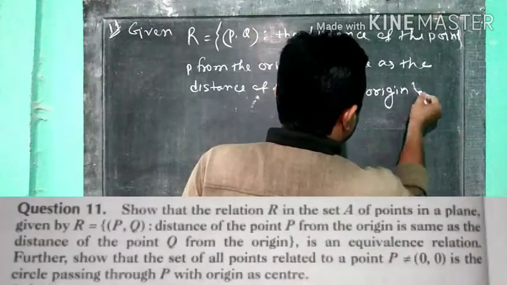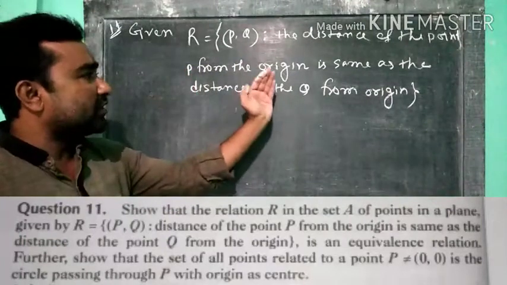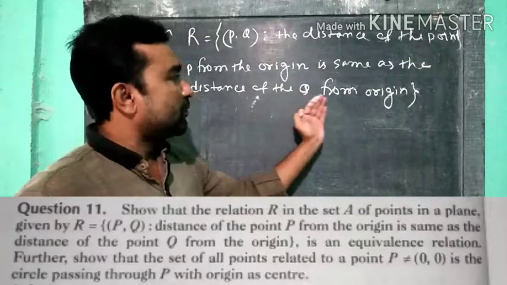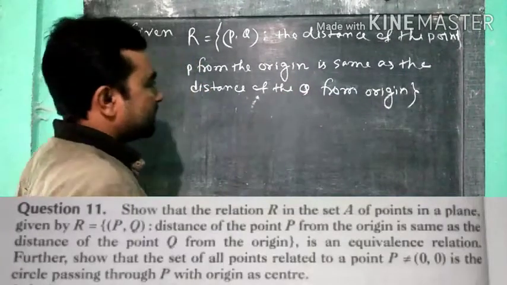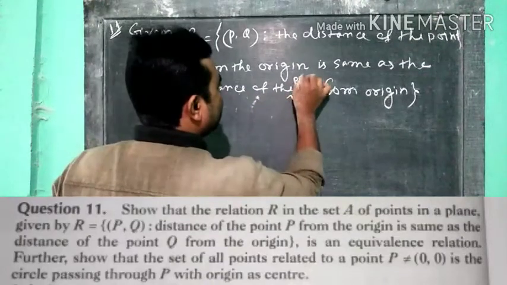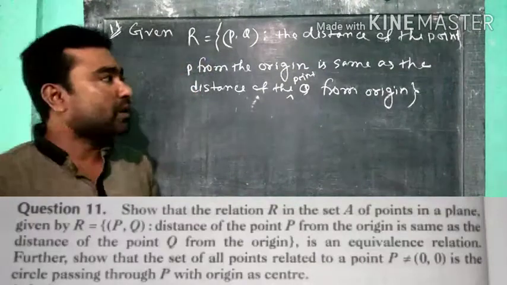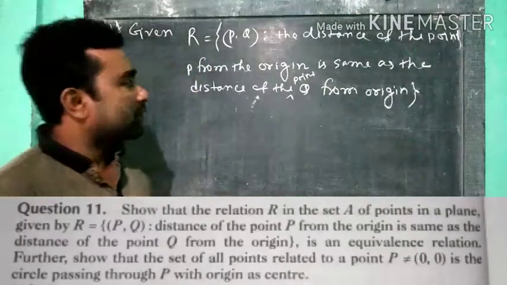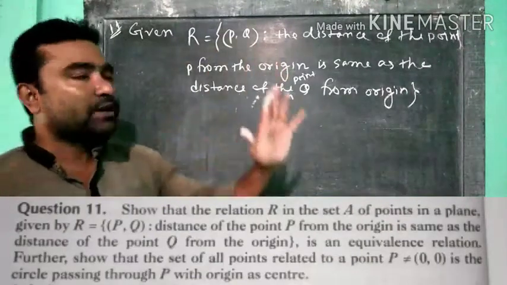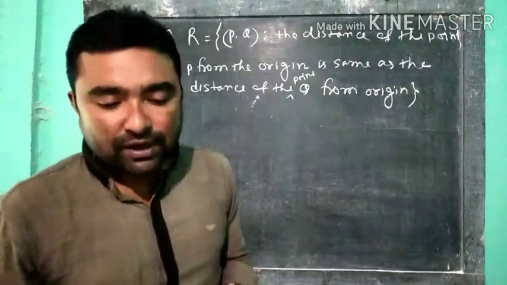Now, what is given here? The distance of the point P from the origin is the same as the distance of the point Q from the origin. অর্থাৎ অরিজিনৰ পৰা P বিন্দুৰ যেটো ডিসটেন্স আৰু অরিজিনৰ পৰা Q বিন্দুৰ যেটো ডিসটেন্স হেতু কি হ'ব, সেম হ'ব। এইটো হল আমাৰ given relation. So now we are going to show that it is an equivalence relation.